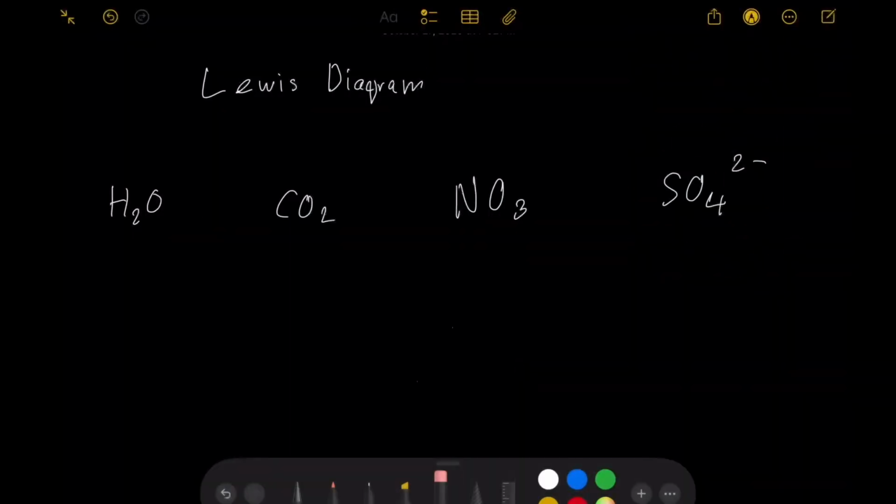A Lewis diagram is a visual representation of how the bonds work between the two nonmetals or any atom you have here. So right now I have a few examples on specific compounds, and I'm going to show you how we make the Lewis diagram for each of them. So the first step is to count how many valence electrons you have in each compound.